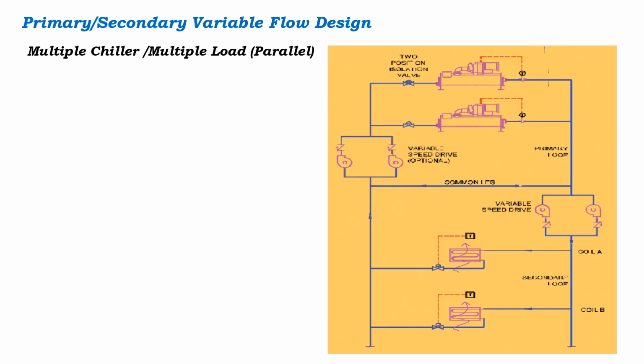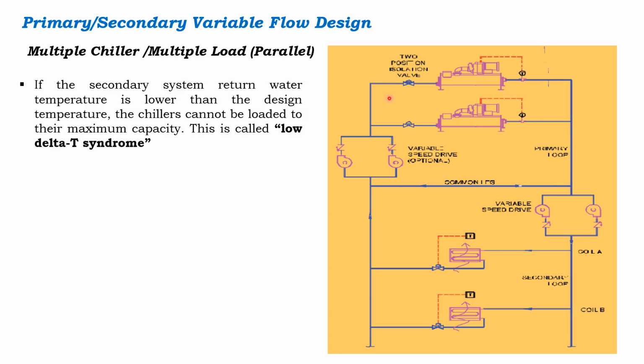Talking about the multiple chiller load conditions, I had mentioned I am going to discuss the low delta syndrome. Low delta syndrome is when the temperature of the return water is coming low, and it is restricting the chiller loading. So if the secondary system return water temperature is lower than the design temperature, which is just 12, it does not allow the chiller to load at maximum capacity, and it creates the low delta T.